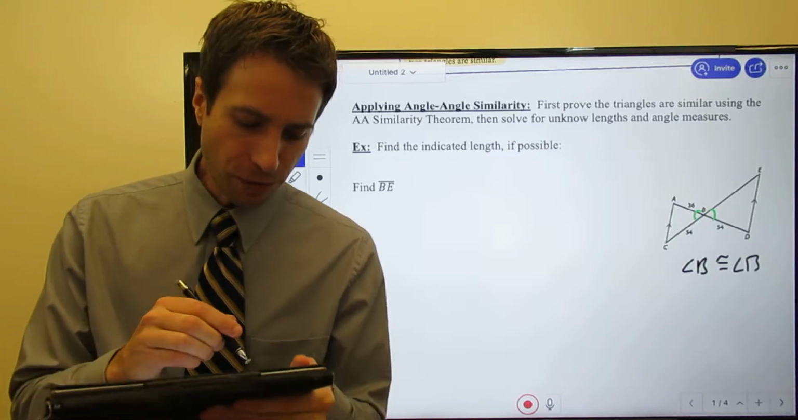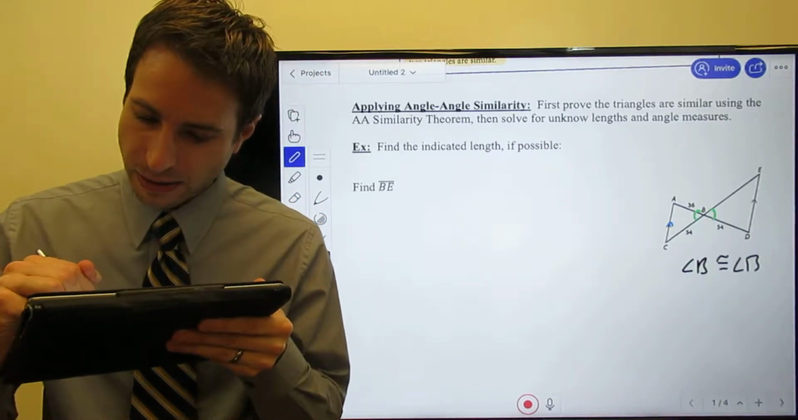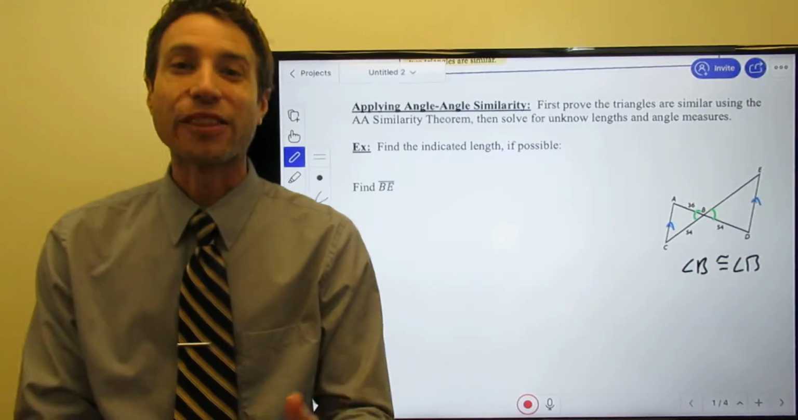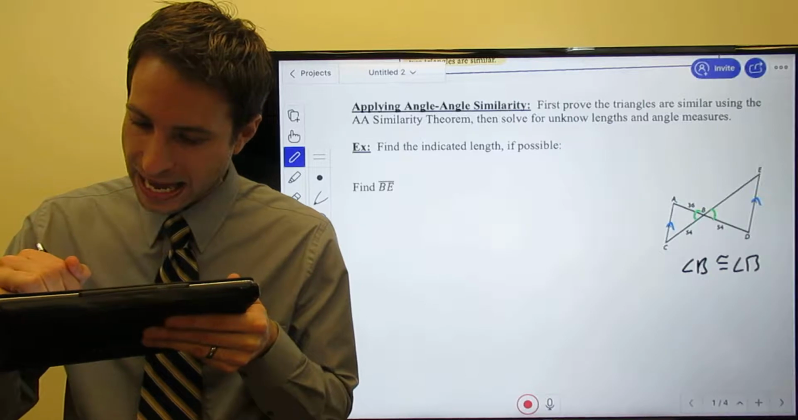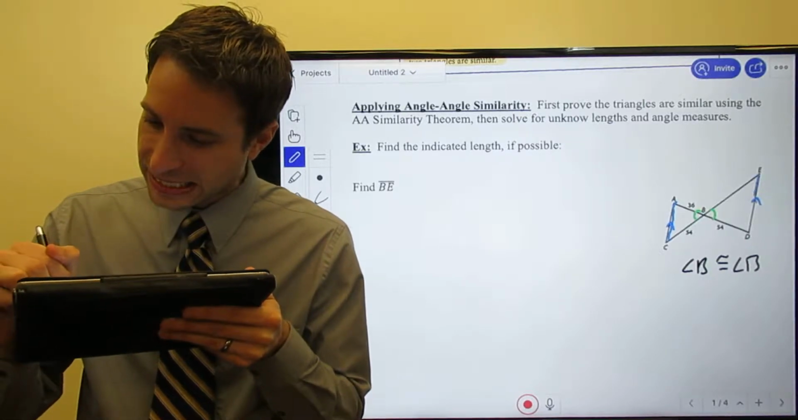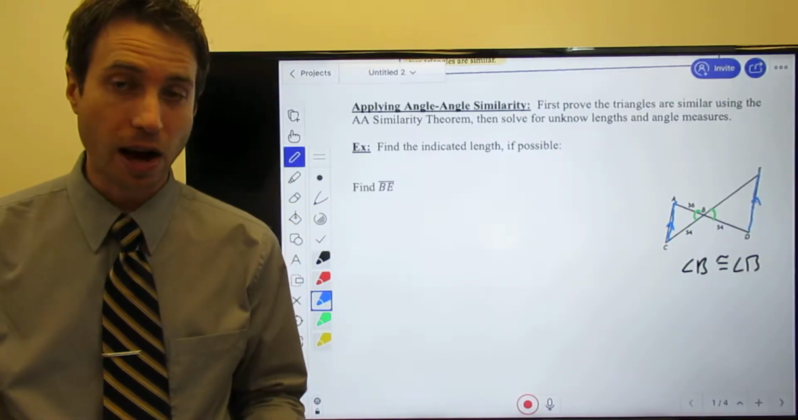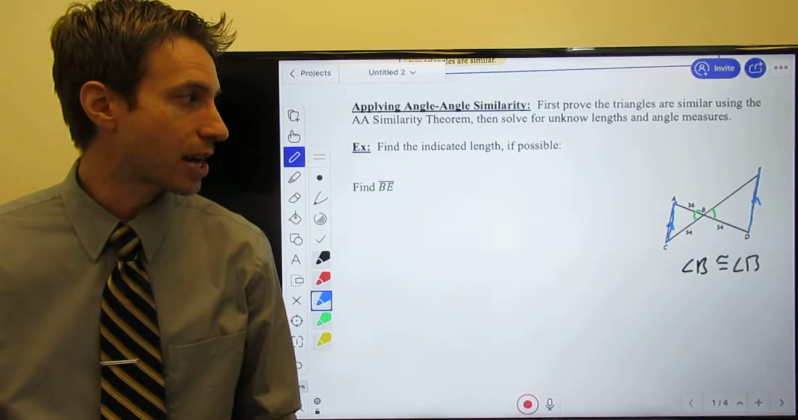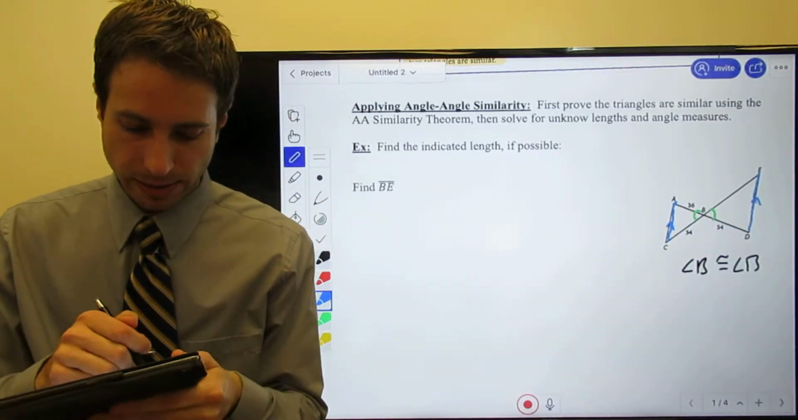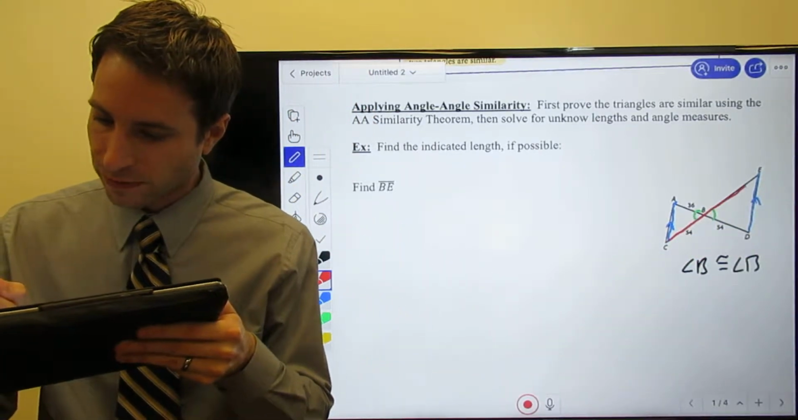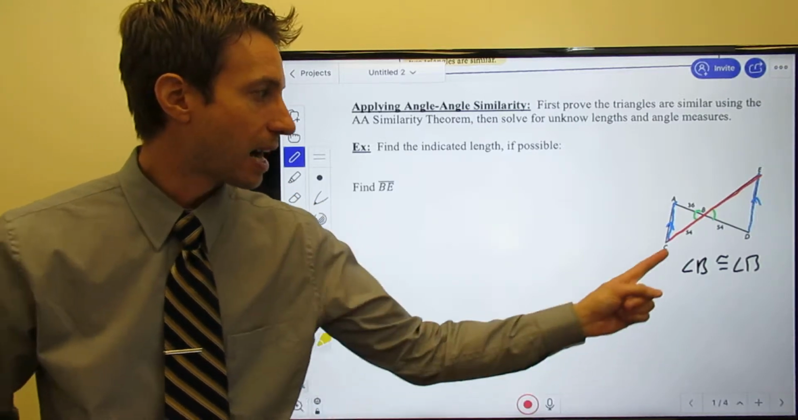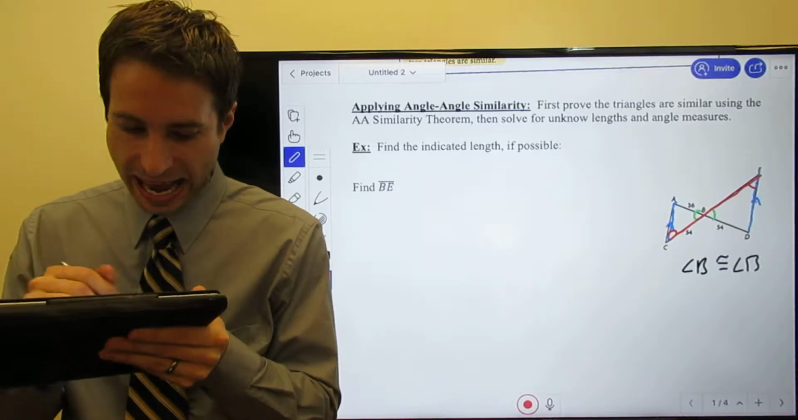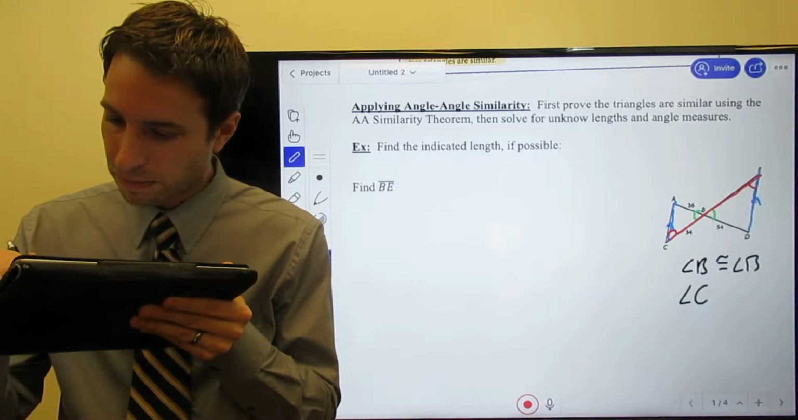Well, look at this. Hopefully you noticed looking at the diagram, I gave you these little arrows right here. Do you guys remember what those little arrows mean? Yeah, those arrows tell you that line AC and ED are parallel lines. And once again, pulling from a previous chapter, I have parallel lines cut by a transversal. So what have I got? I have alternate interior angles. Angle C and angle E must be congruent.